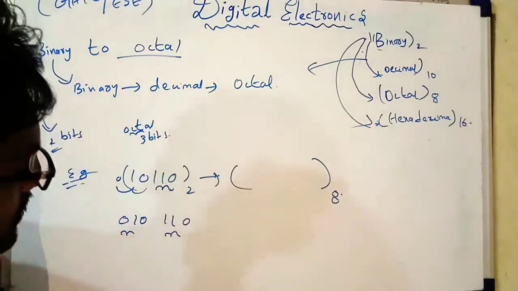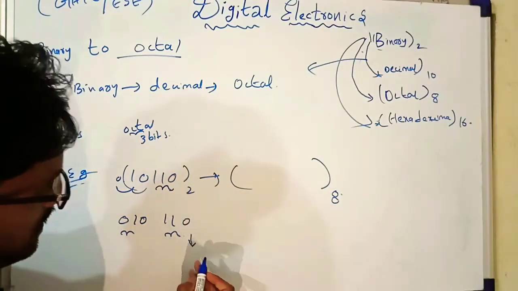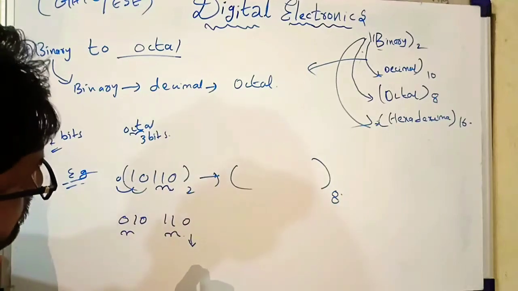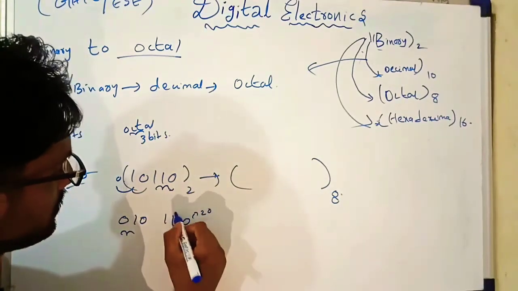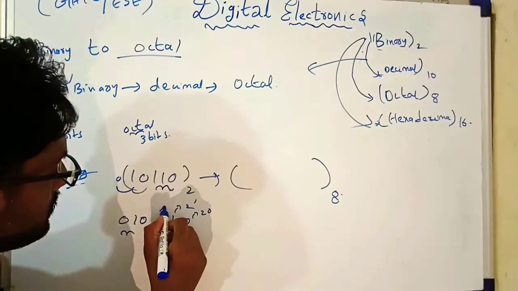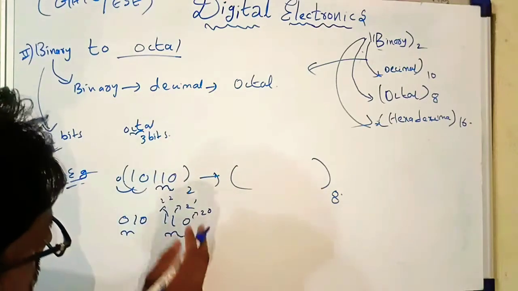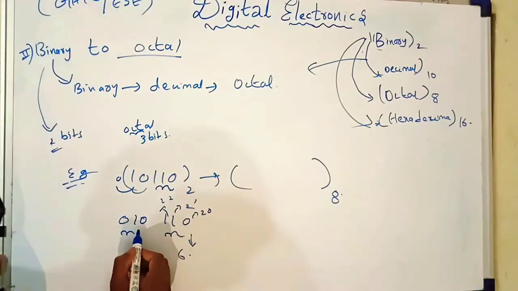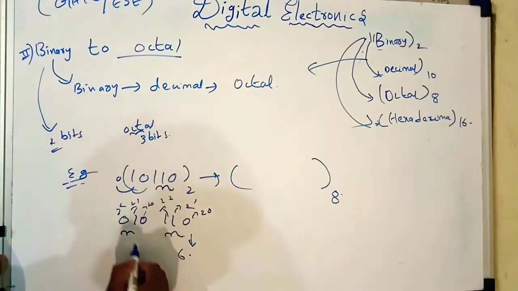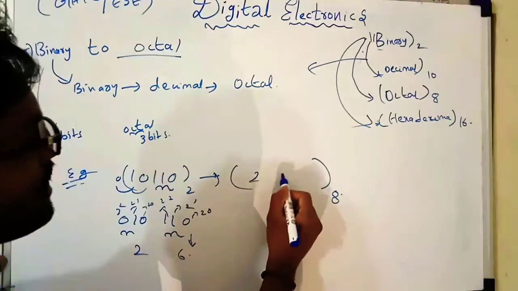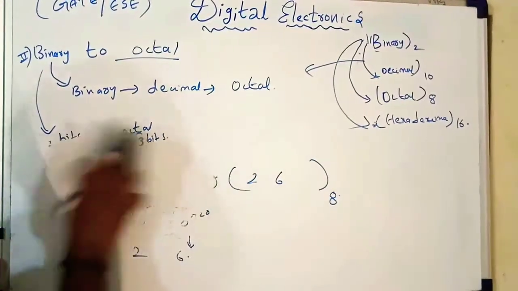This equivalent value is, convert this to normal decimal form. This is 1, this is 2 power 0, 2 power 1, 2 square. This is 2 square 4, 4 plus 2 6. This value is 6 and this value is 2 power 0, 2 power 1, 2 square. This is 2. This value is 2, 6 in octal. Similarly, we will see the fractional value.